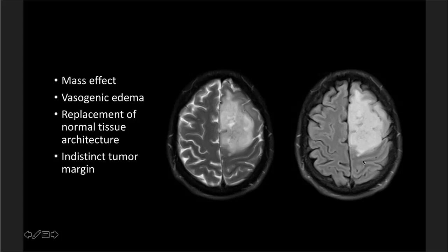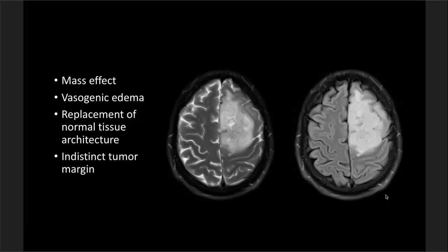We have the replacement of the normal tissue architecture, so that kind of heterogeneous, abnormal appearing architecture of the tissue within the mass. We don't see the normal cortex and white matter underlying this tumor. It's replacing the brain parenchyma. And we have indistinct tumor margins. So if we try to find the margin of the tumor, it's a little bit fuzzy. We can't quite draw a line exactly on the margin of the tumor, indicating that it's an infiltrating tumor.